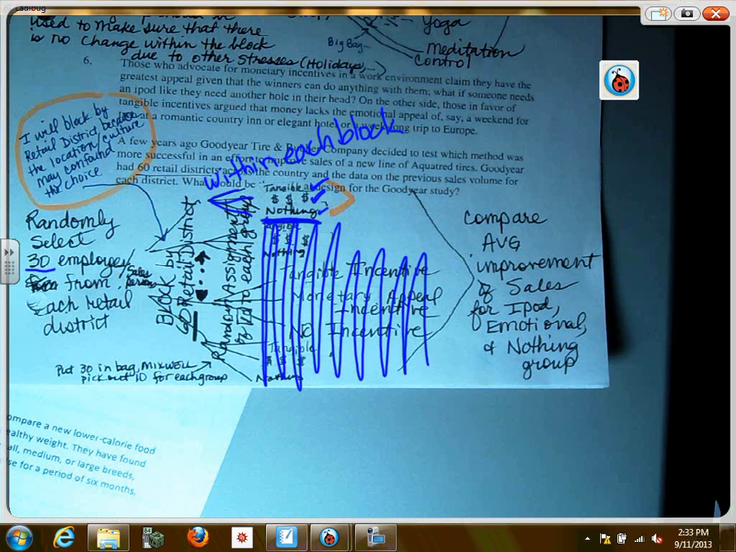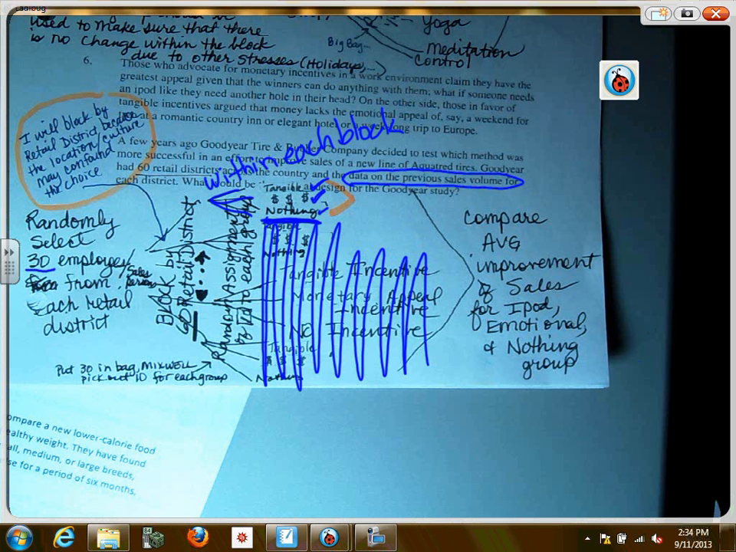True. The problem here says to keep regional districts across the country and the data on the previous sales volume for the district. Yes, absolutely. Correct. The whole district. Okay, I got your answer. All right, good. First question is, do we really need a control since, those are excellent questions, since it says data on the previous sales volume in each district is known?